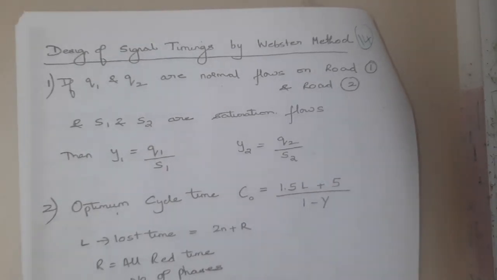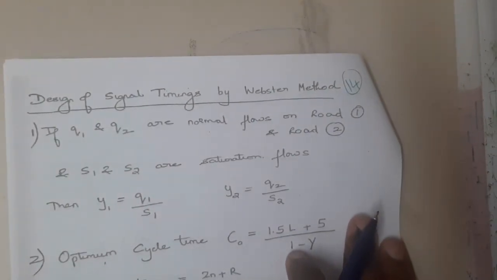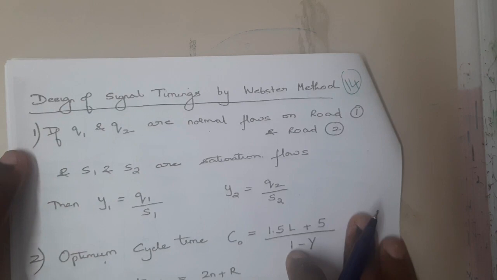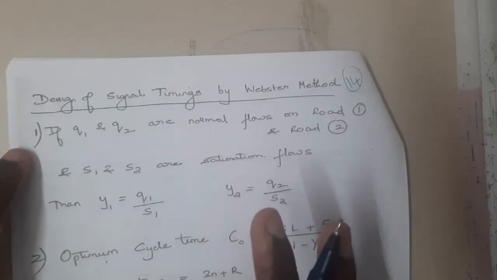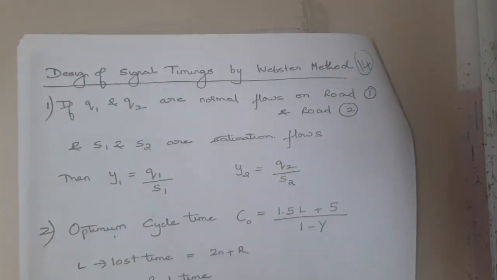In this lecture, let us go through the design of a signal timing with the help of the Webster method, guys. Remembering these formulas, you can do on your own also, so I'm not going to read the formulas. I'll be directly solving the problem as if it is in the book, as if it is on the papers. First of all, let me go through the terminology. After that, we will go through the problem, guys.